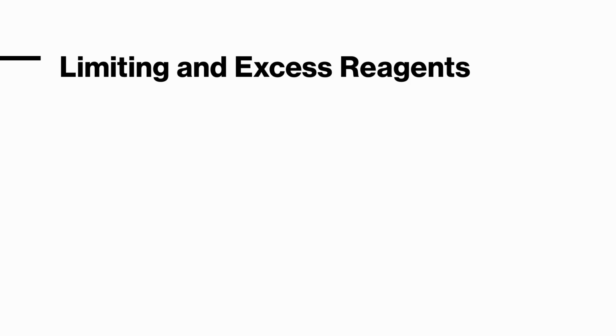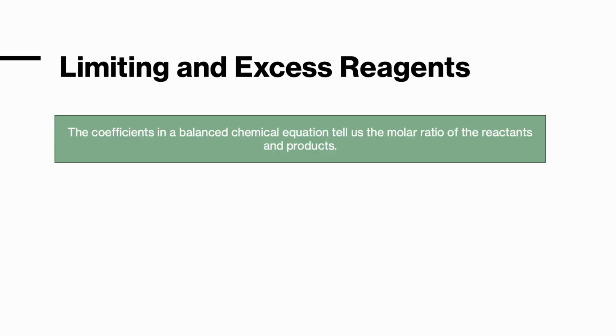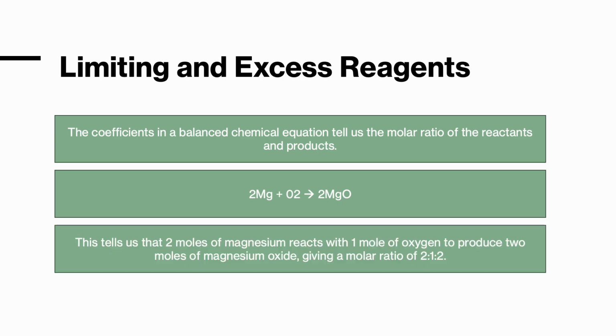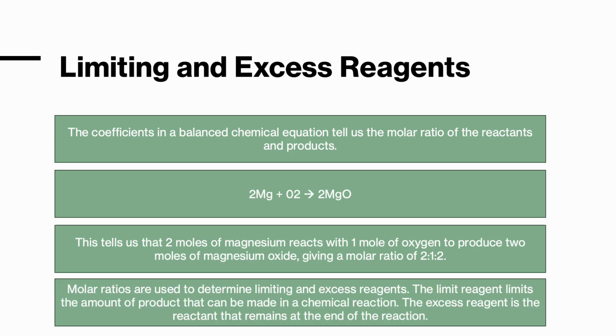The first thing we're going to look at is limiting and excess reagents. The coefficients in a balanced chemical equation tell us the molar ratio of the reactants and products. For example, take this equation for magnesium plus oxygen giving magnesium oxide. The coefficients tell us that 2 moles of magnesium react with 1 mole of oxygen to produce 2 moles of magnesium oxide, giving a molar ratio of 2 to 1 to 2.